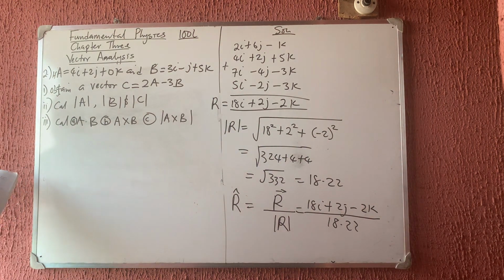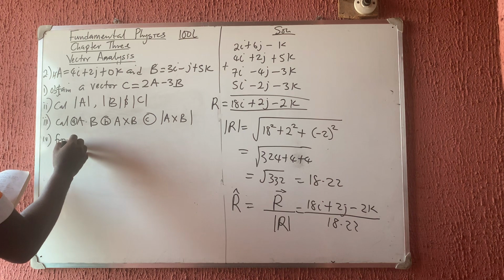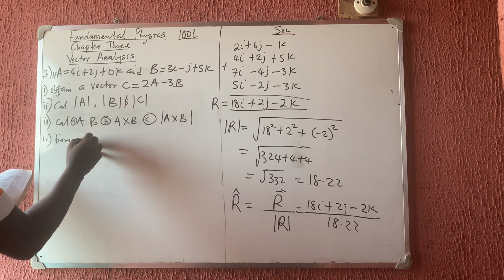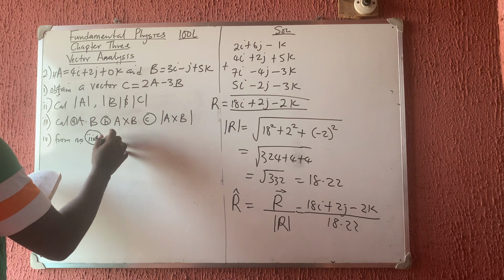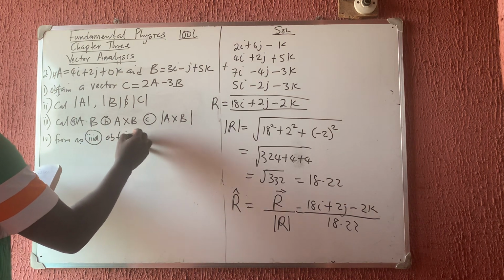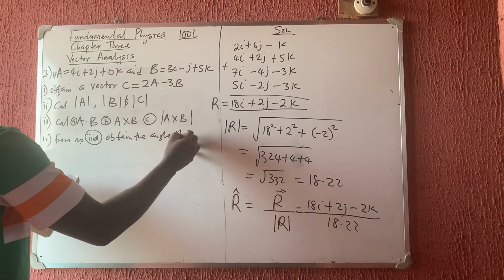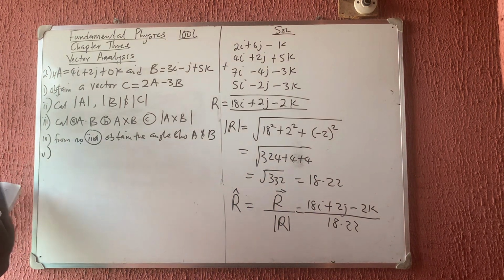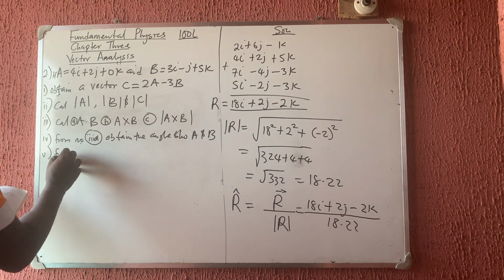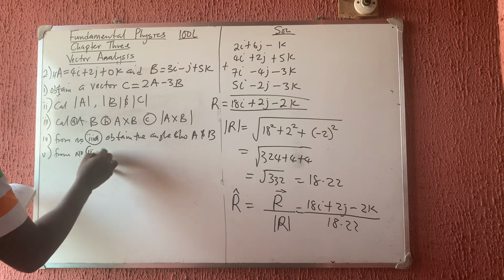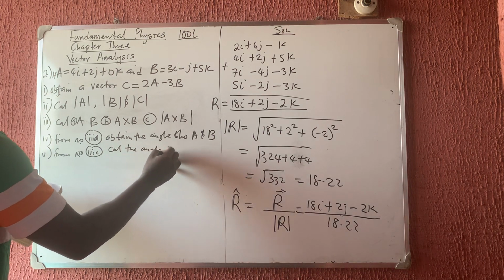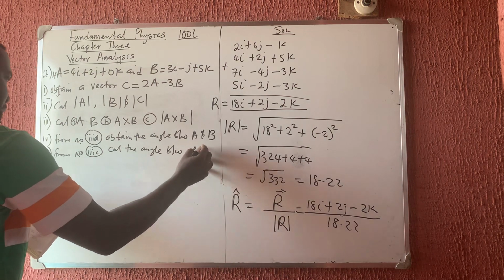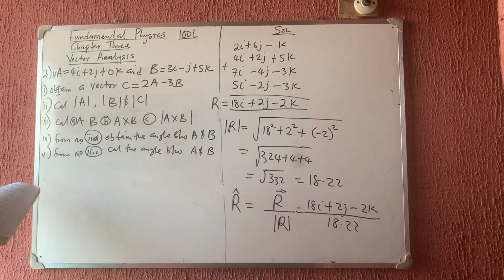Then number IV says from number IIIA, obtain the angle between A and B. The V question says from number IIIC, calculate the angle between A and B. Okay, so that is that.